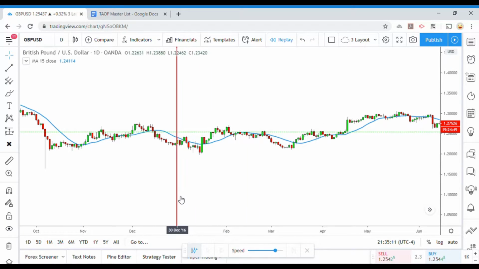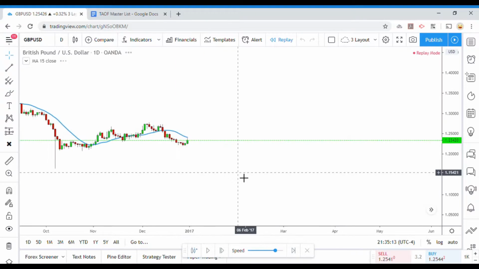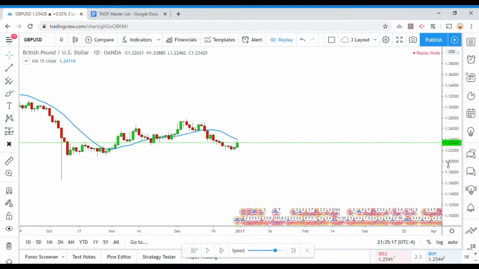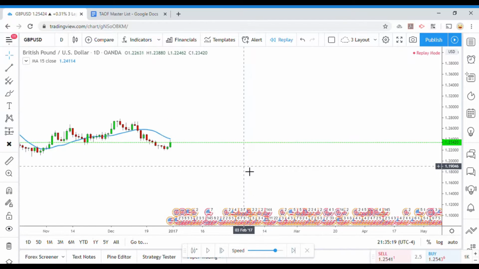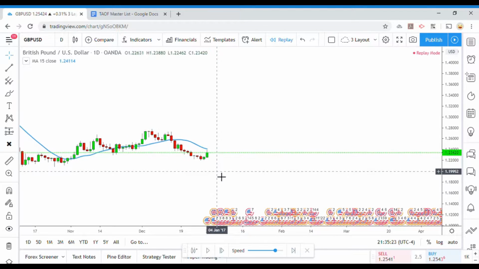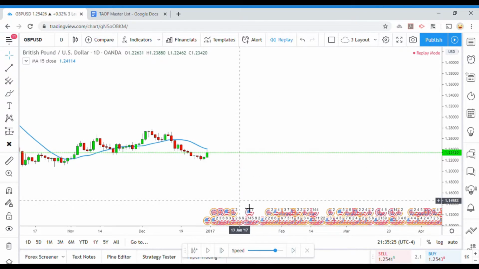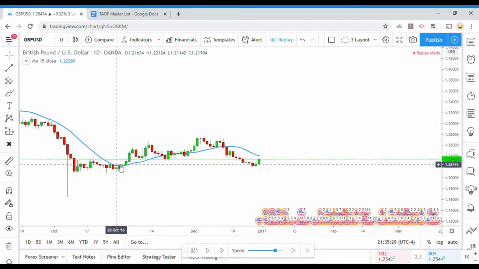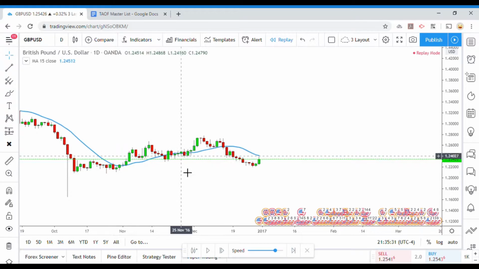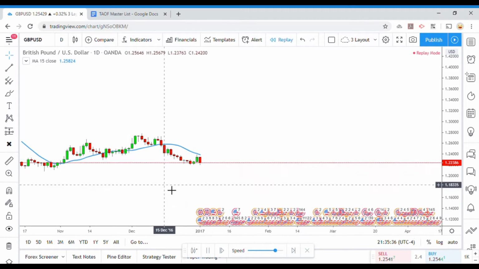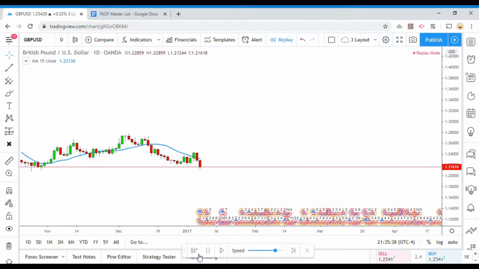Let's find here January 2017. We're going to start our replay function here in TradingView. Again, one of the reasons why I love TradingView is the replay function. It just kind of keeps you honest when you're backtesting, rather than just eyeballing these, where sometimes you get a little bit biased.